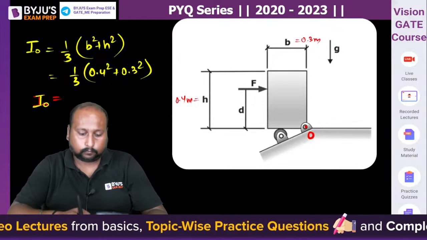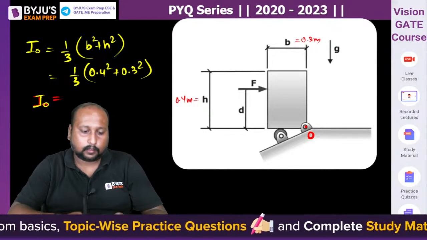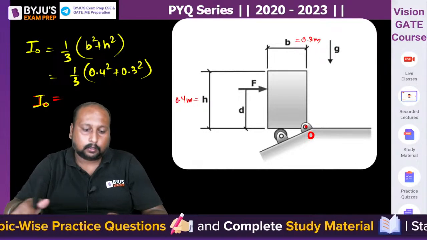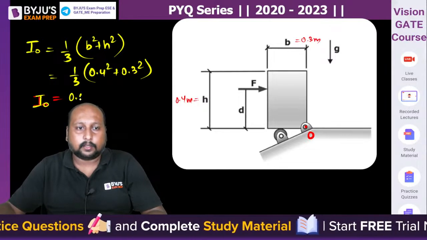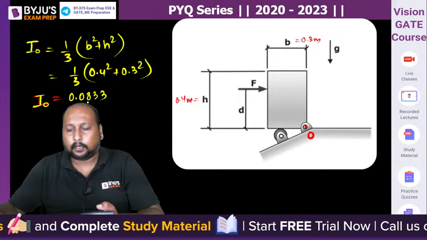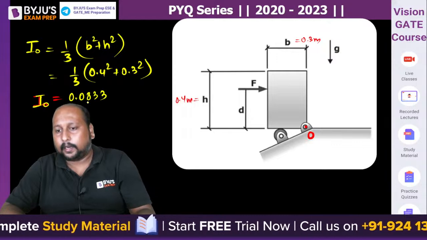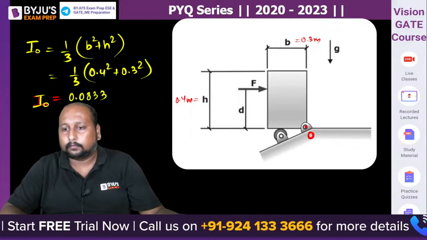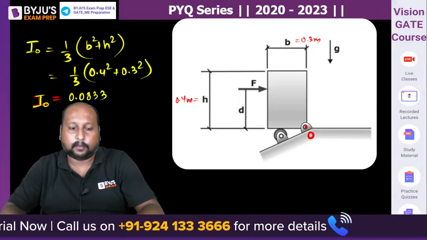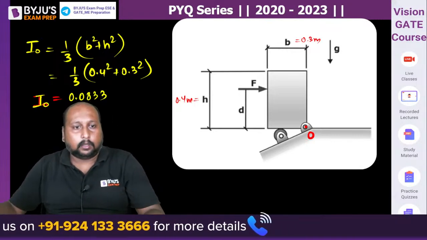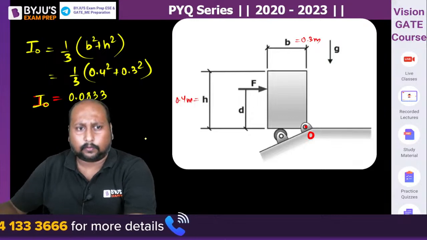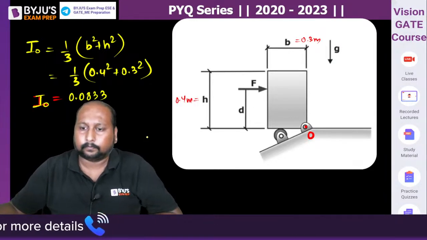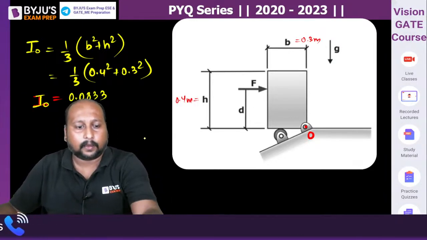Plus 0.3 square divided by 3. 0.0833 है ना, 0.0833. Are we getting this one? Please check. Right? Okay, perfect. Okay, or 1/12 also. We can write it like this. Perfect. Chali. Or we can write it as 1/12.